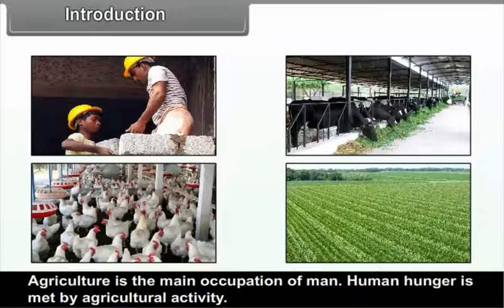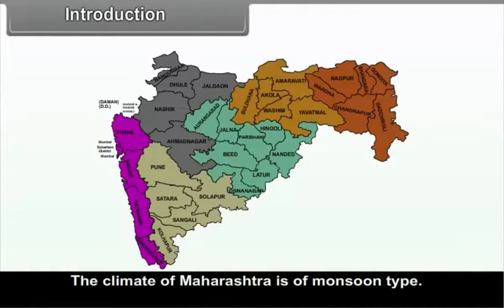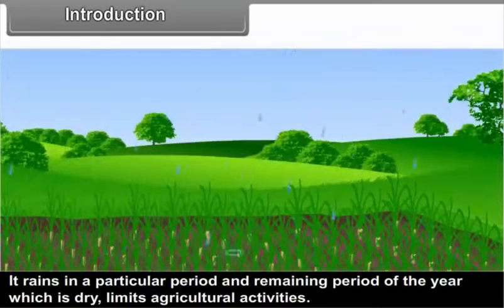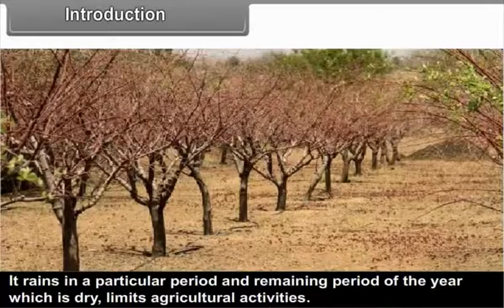Agriculture is the main occupation of man. Human hunger is met by agricultural activity. The climate of Maharashtra is of monsoon type. It rains in a particular period and the remaining period of the year, which is dry, limits agricultural activities.